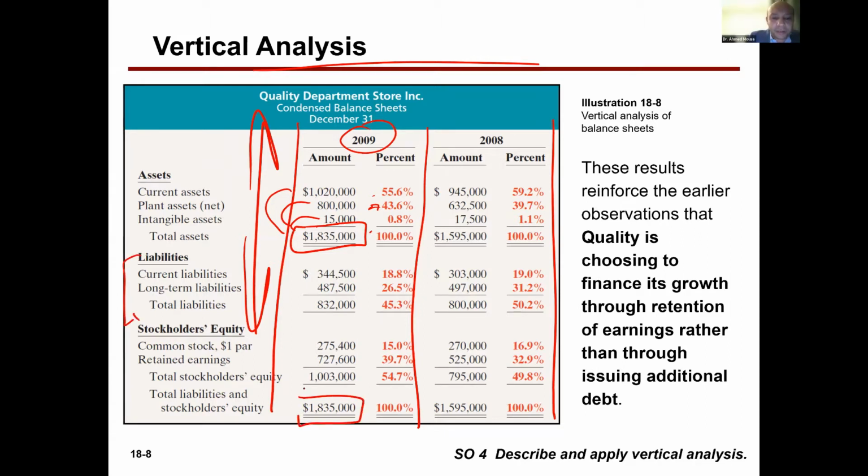The total here is the same as the assets. You divide each number by the total stockholder equity and liability. So the current liability is not 344, it is 18%. What about the long-term debts? It's 26% of the total. And for sure, the total assets will be 100% and the total liabilities and equity for sure will be 100%.